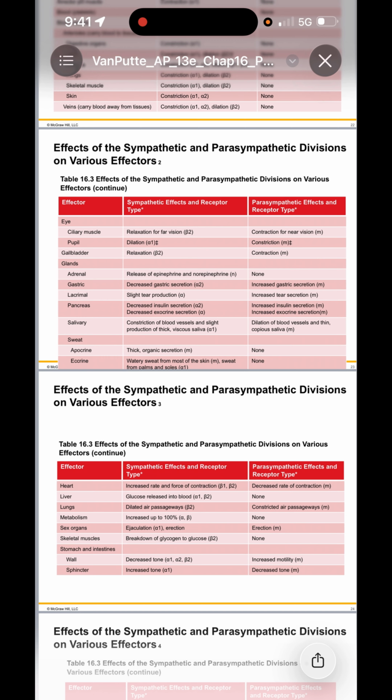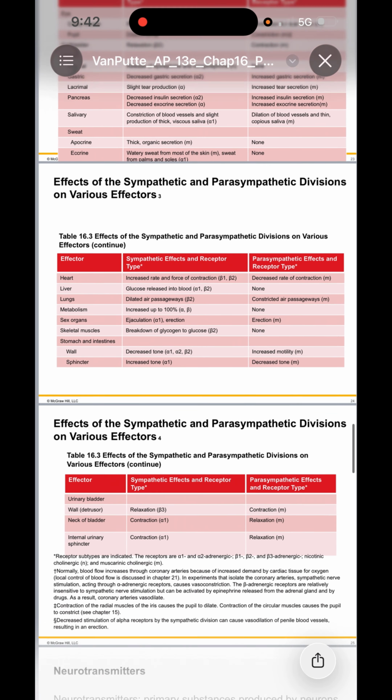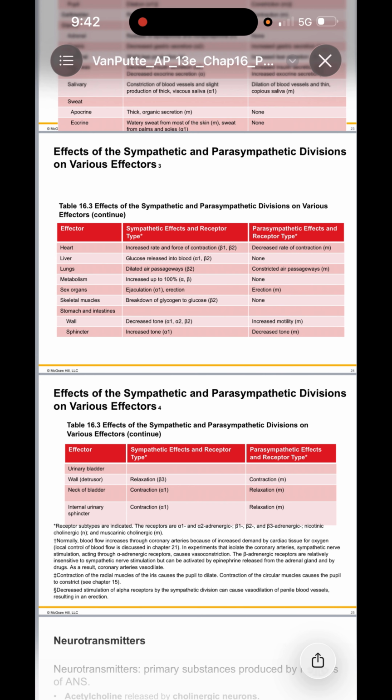Eccrine. Sympathetic effects and receptor type: watery sweat from most of the skin, M; sweat from palms and soles, A1. Parasympathetic effects and receptor type: none. Effects of the sympathetic and parasympathetic divisions on various effectors. Table 16.3 continues. Effector, sympathetic effects and receptor type, parasympathetic effects and receptor type.